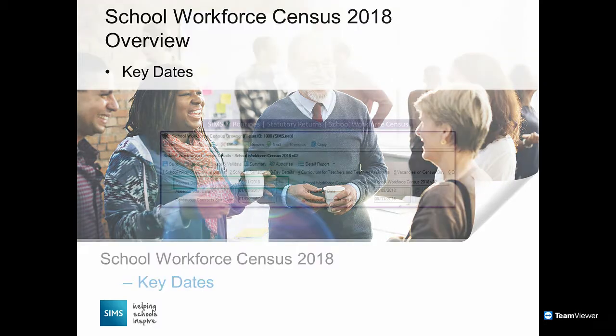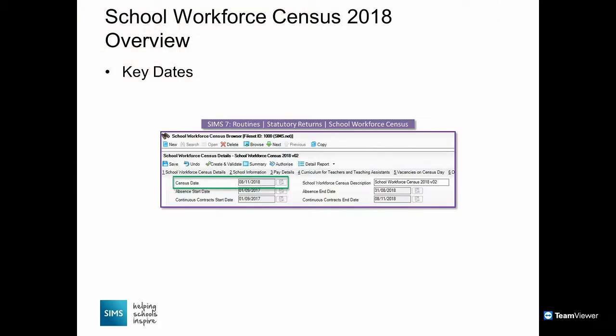Key dates for this census collection. Well, we've got the census date itself. The enumeration date is the 8th of the 11th, so that's the 8th of November this year. It's going to collect information on absences from the payroll system, in this case from the 1st of September through to the 31st of August. And it's going to talk about any continuous contracts starting after the 1st of September 2017, which is the date of the last return, up to the date of this one. Okay.